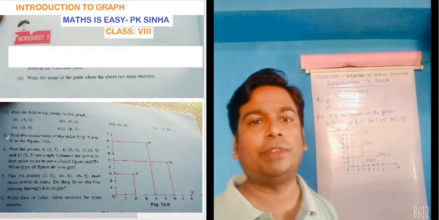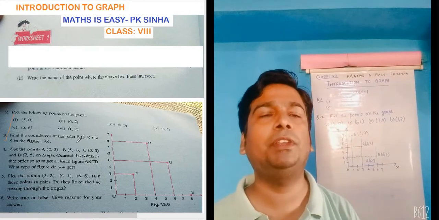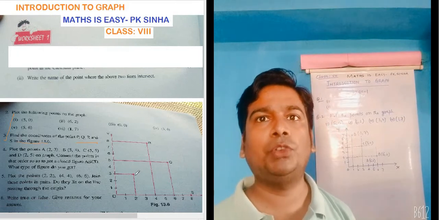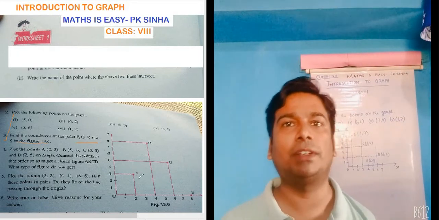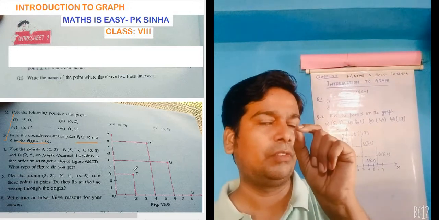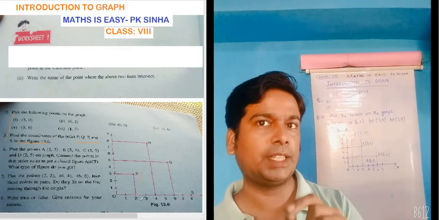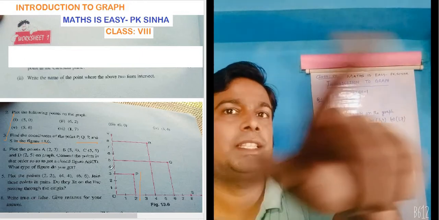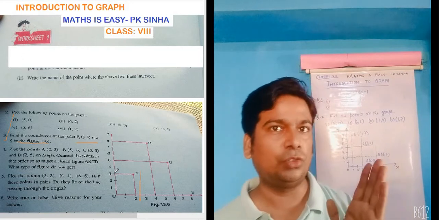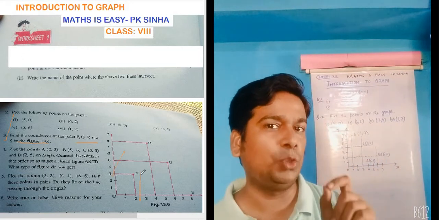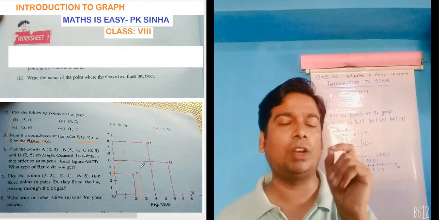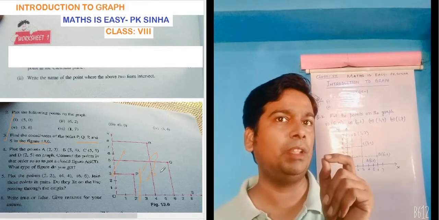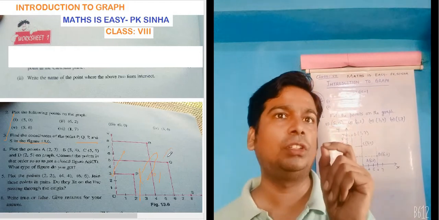Question number 3 is, find the coordinates of the points P, Q, R and S in the given figure. So you can see in your book. P, Q, R, S. When you see the perpendicular from P, the x-axis is at 2 and the y-axis is at 3. So what are the coordinates of the point? (2, 3). First we write the point of the x-axis and then of the y-axis. So the coordinates of P will be (2, 3).